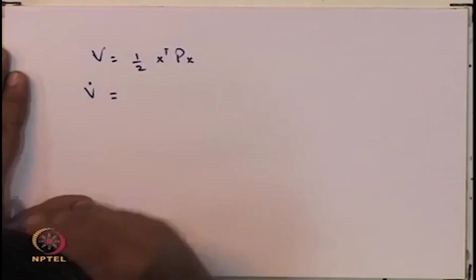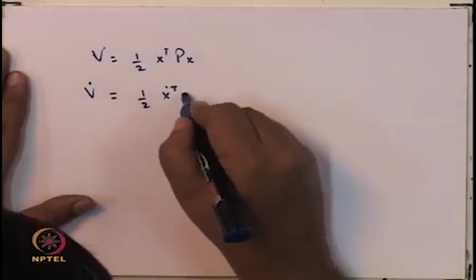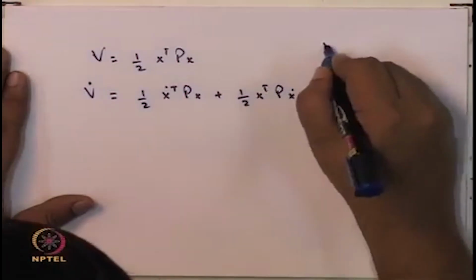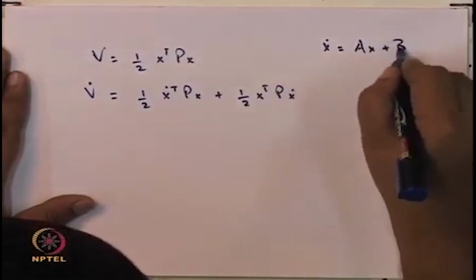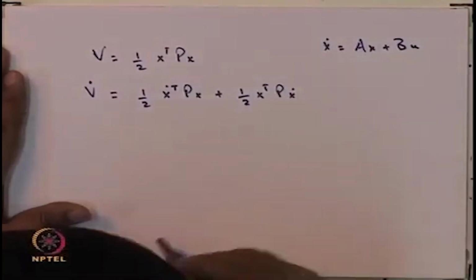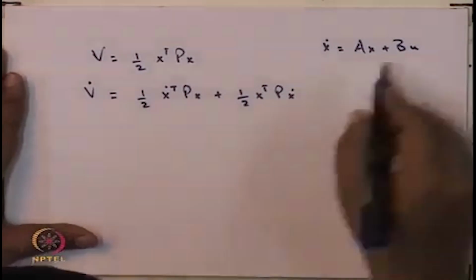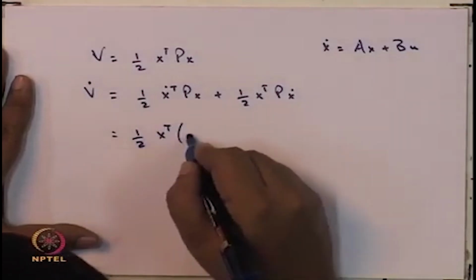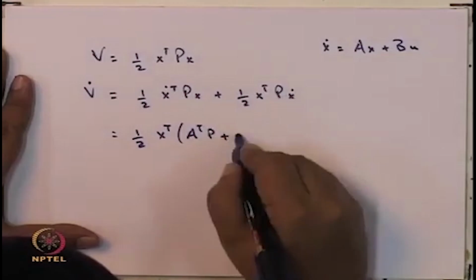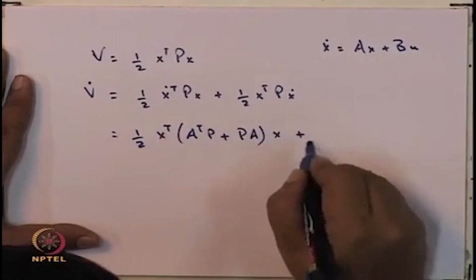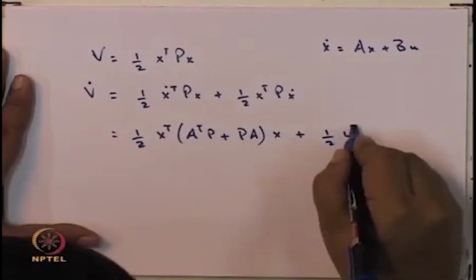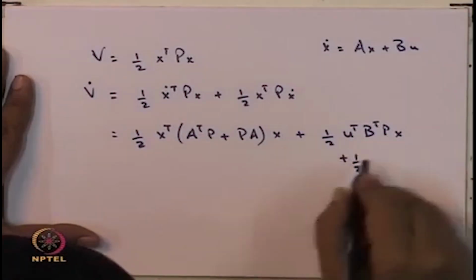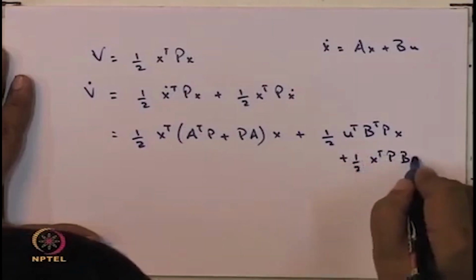So, then in that case V dot is half x dot transpose P x plus a half x transpose P x dot, but we know that x dot is A x plus B u from the equation of the linear system. So, substituting that in here, we will get a half of x transpose A transpose P plus, from here similarly, P A x, plus I would get half u transpose B transpose P x plus half x transpose P B u.